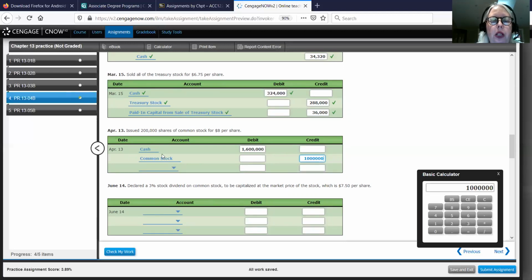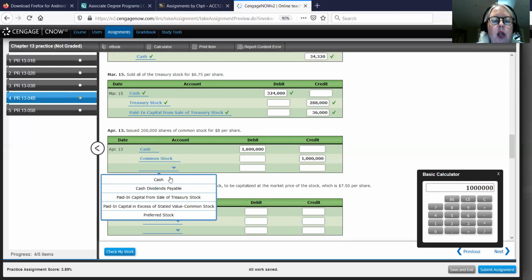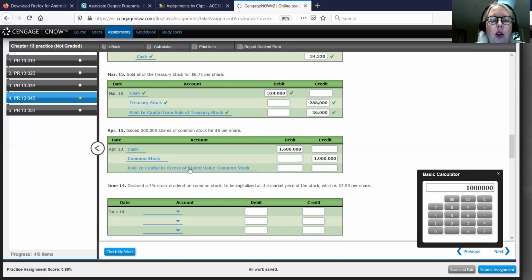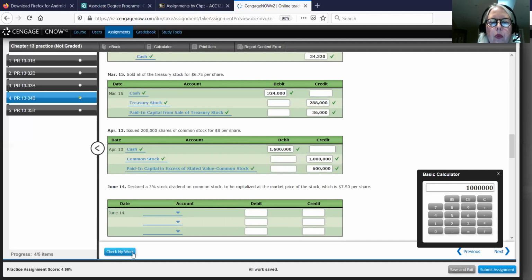The difference between the amount that you sold the stock for and the stated value will be a paid-in capital account in excess of stated value on common stock. Notice the par value changed to stated value because that's what they're using in this problem. Par value and stated value is the same thing. The difference between these, the plug figure, is 600,000. And that's how you record the transaction for April the 13th.